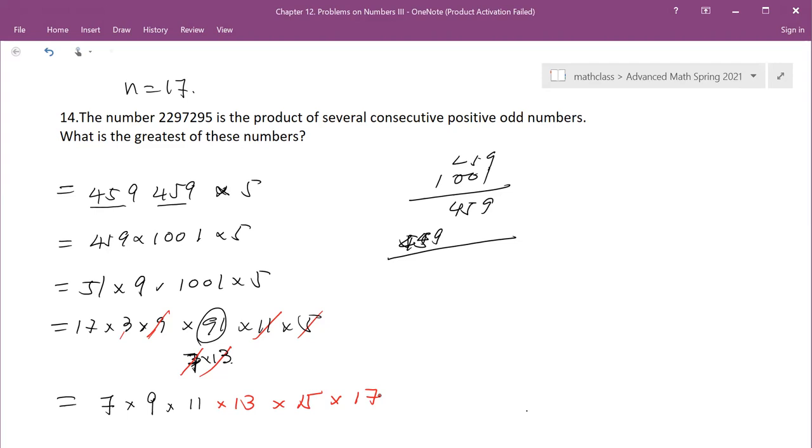Okay, so those are the problems about numbers, and next we're going to study different problems. We are done with the problems on numbers. Okay, so we have 3 more lessons in April.